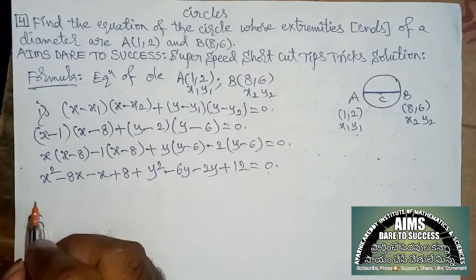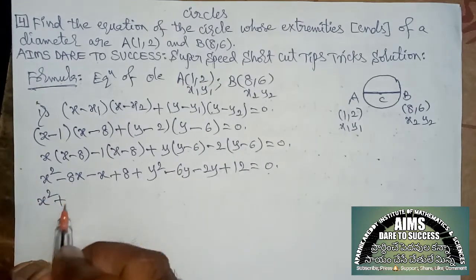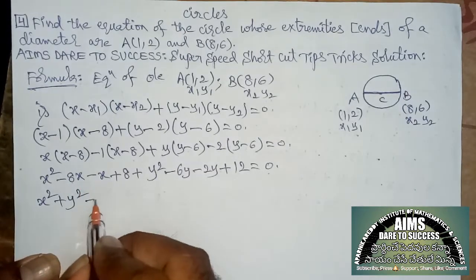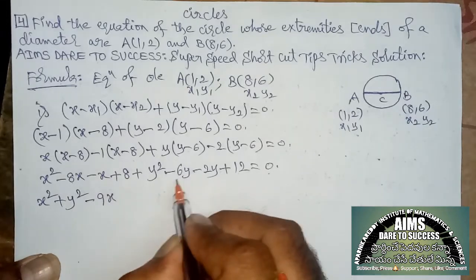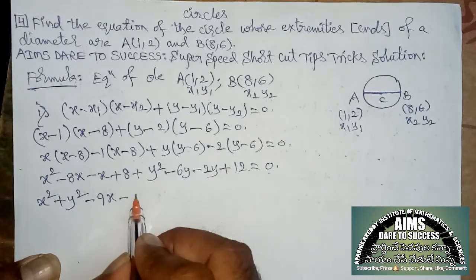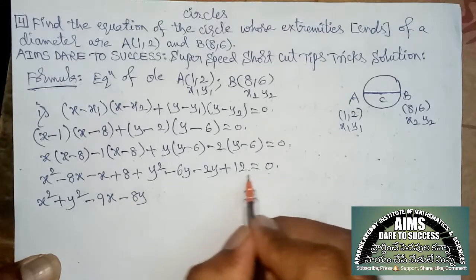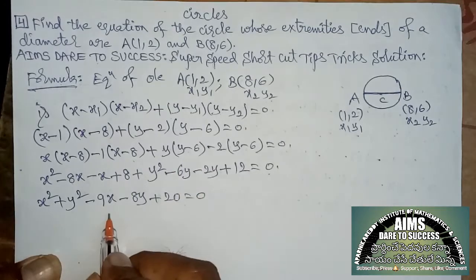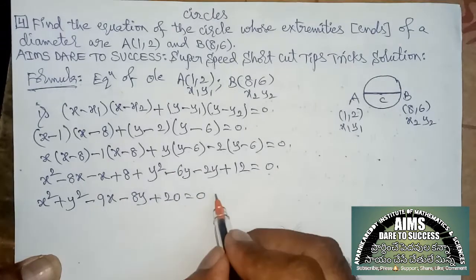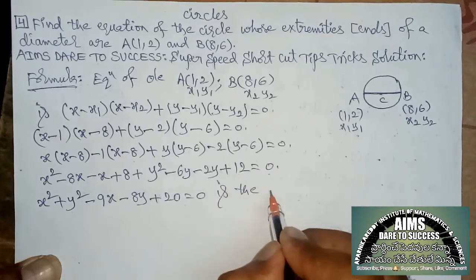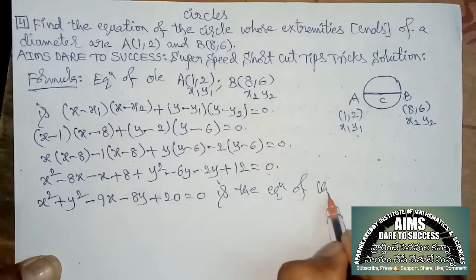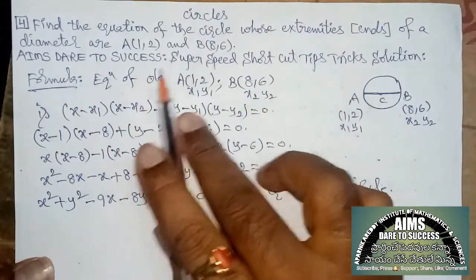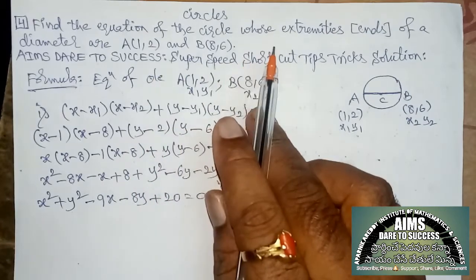Normal simplification. Write serial-wise: x square, next y square, we get x square plus y square. Next x terms: minus 8x minus x is minus 9x. Next y terms: minus 6y minus 2y is minus 8y. Next constant terms: 12 plus 8 is 20, is equal to 0. x square plus y square minus 9x minus 8y plus 20 is equal to 0 is the required equation of the circle by using the ends of the diameter A (1, 2) and B (8, 6).